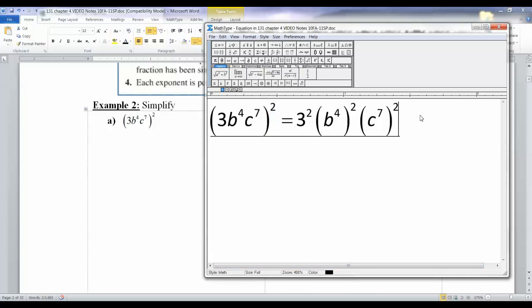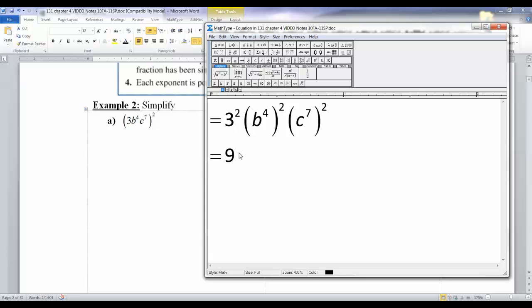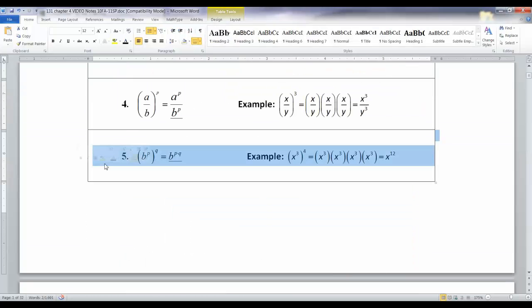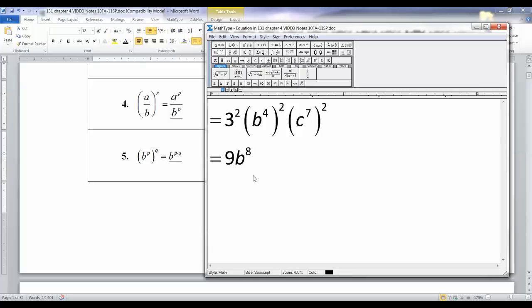Right. Now I want to kind of clean things up a little bit. This is really 9 for that one. So it's 9 for that one. And then it's b to the 8. You multiply. Now I'm using property 5 right there. Right. So b to the 4 to the 2 is b to the 4 times 2, which is 8. And then c to the 7 times 2, which is 14. And you're all done. Right?